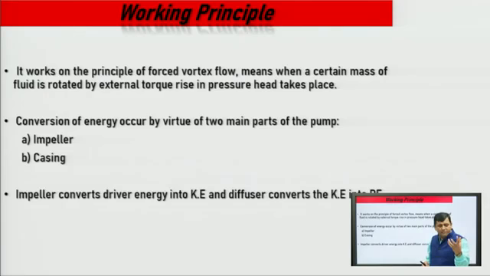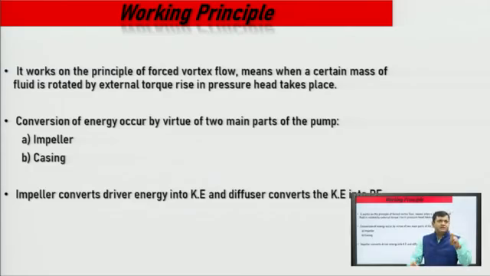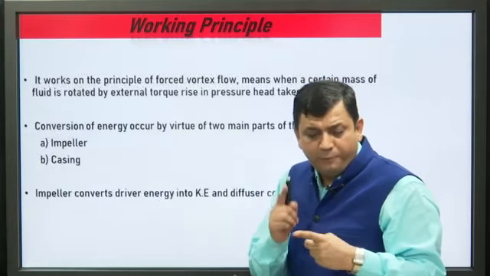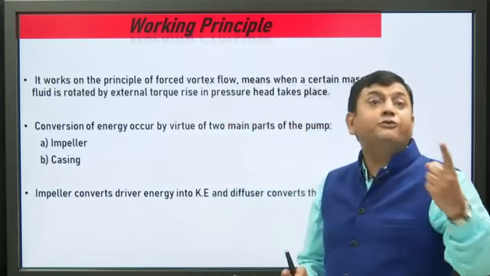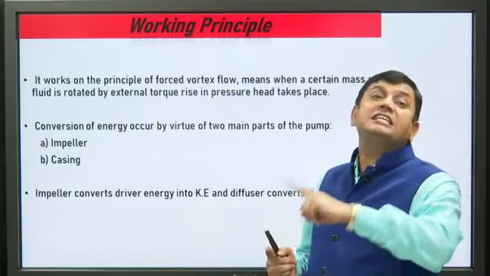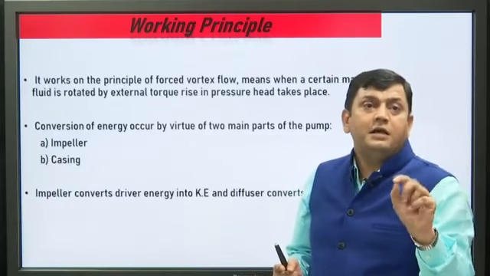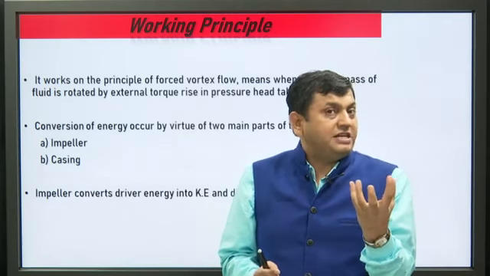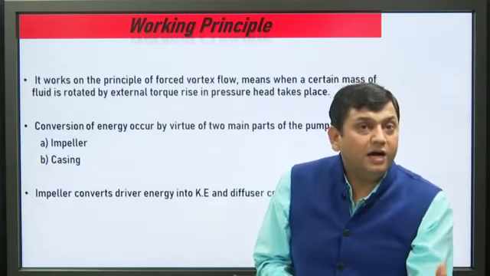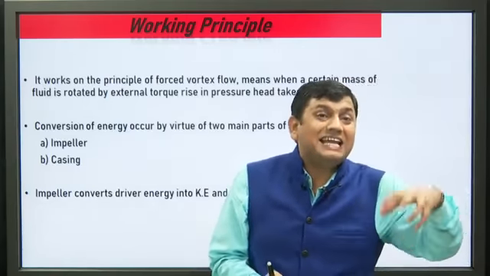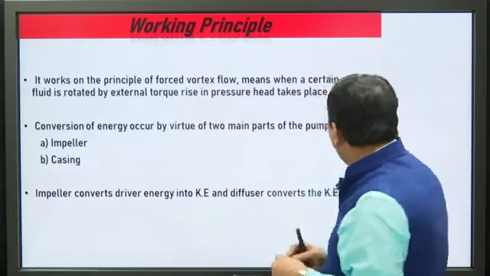Where does the conversion take place? The conversion of energy takes place in two parts: first the impeller, second the casing. The impeller converts the driver energy into kinetic energy, then the diffuser converts this kinetic energy into pressure energy. That is our mission in this chapter, hydraulics. First we discuss the function of a centrifugal pump: it is a hydraulic machine which converts mechanical energy into pressure energy, or hydraulic energy.